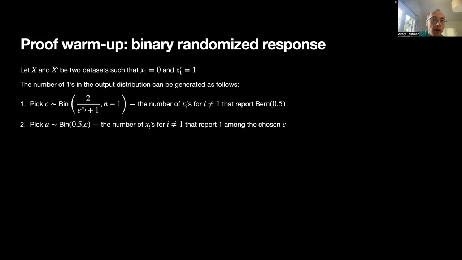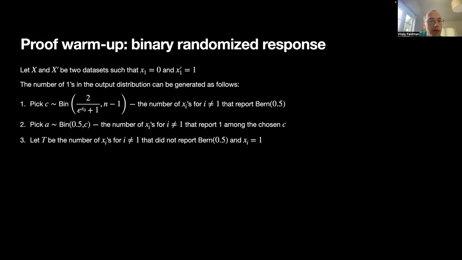Now, among those which we have chosen to generate the coin flip, the number of coin flips which turn out to be 1, the number of people in the crowd who will report 1, will be distributed as A, which is again binomial, where the number is C and the bias is half. And for all the other elements that chose to report their true values instead of a random coin flip, we'll denote by T the number of ones, because they report their correct values. The number of those who report 1 in the crowd will be denoted by T.